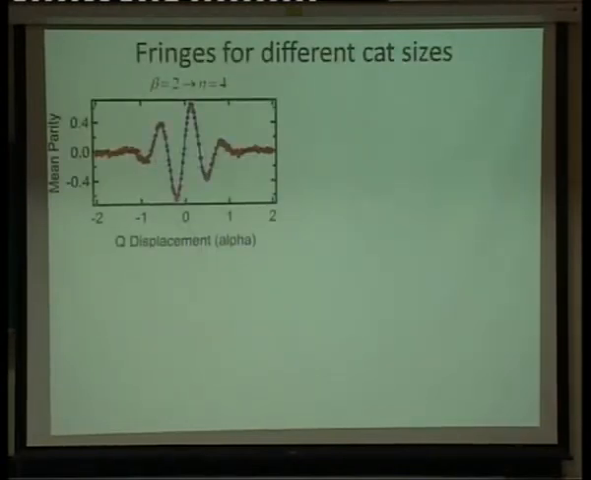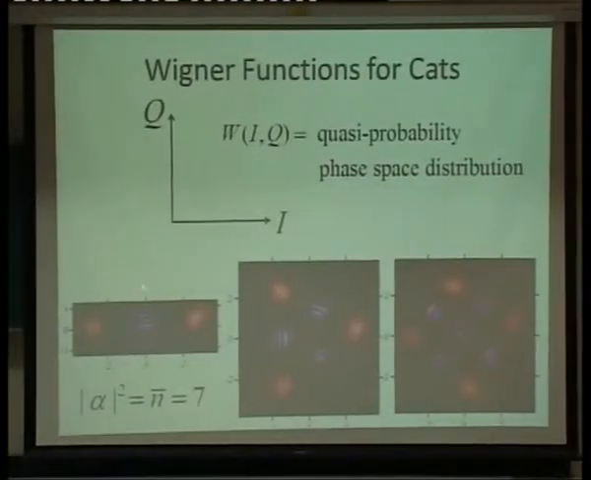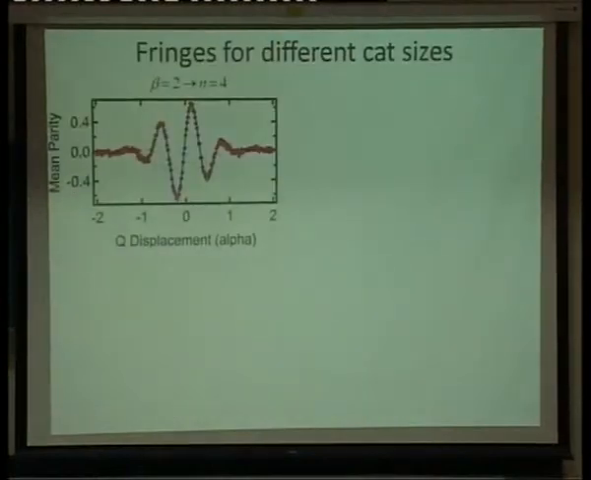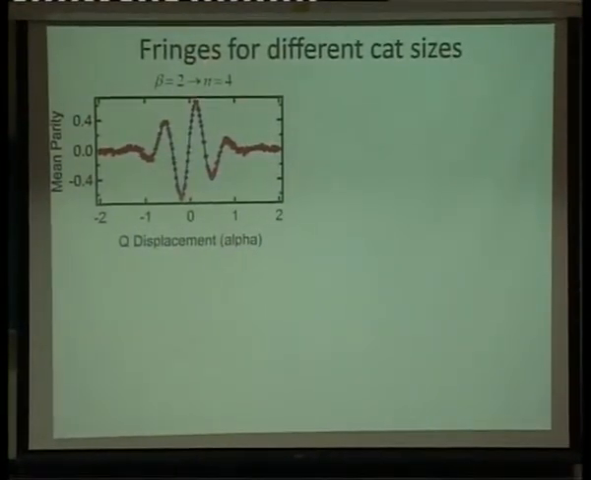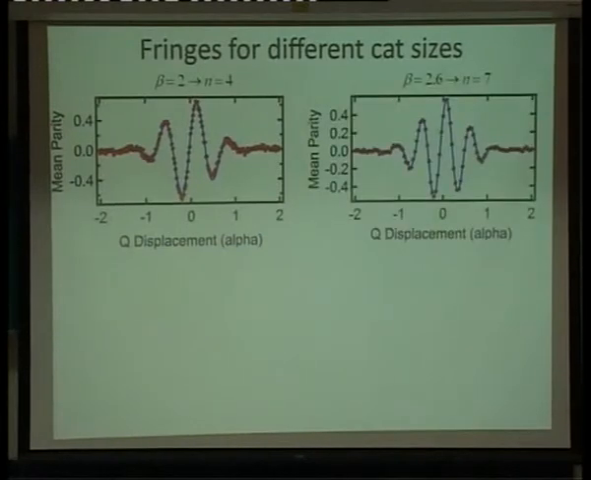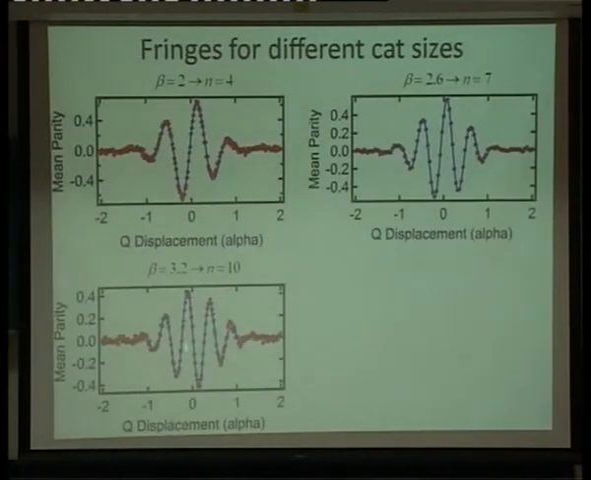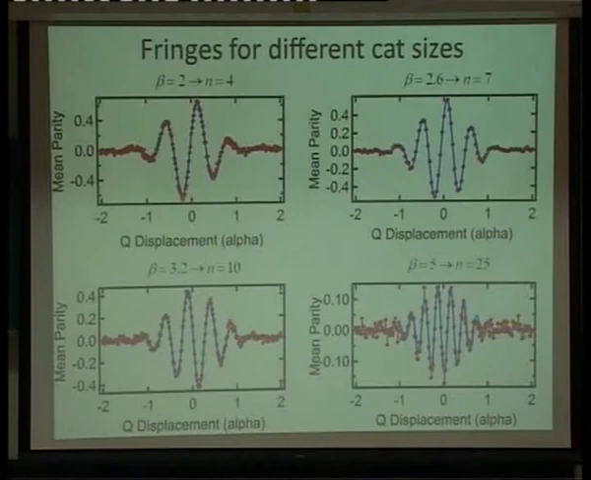Okay, so let's do a line scan down here to see those interference fringes, because for the really large cats, you can't do the whole plot. So here's a cat with 4 photons on average, 7, 10. You see the fringes are going faster and faster because the two slits are getting further apart, so to speak. And here's one with 25 photons.